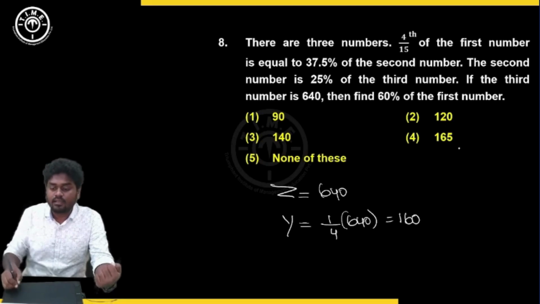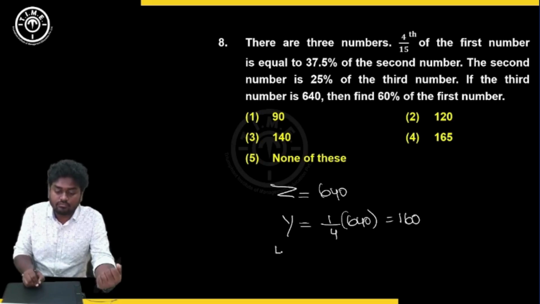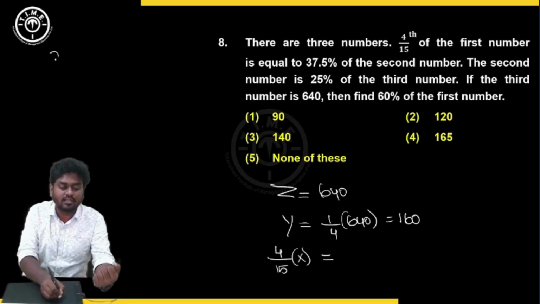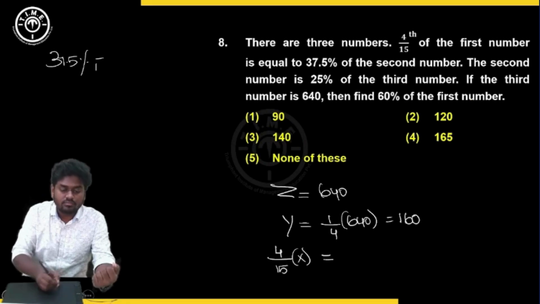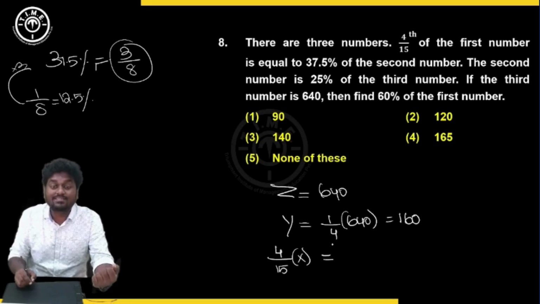We know the value of y. We also know 4 by 15th of the first number, that is 4 by 15th of x, is equal to 37.5%. How can we write 37.5%? We can easily write this as 3 by 8 in fraction. I know 1 by 8 is 12.5%, we already saw that. Multiply this by 3 and we get 37.5. So instead of 37.5%, I can write 3 by 8 of y.